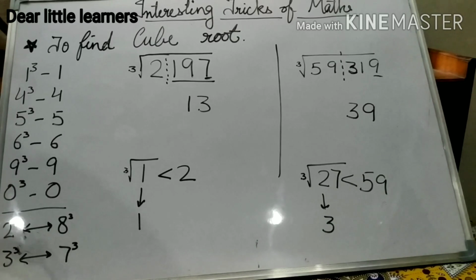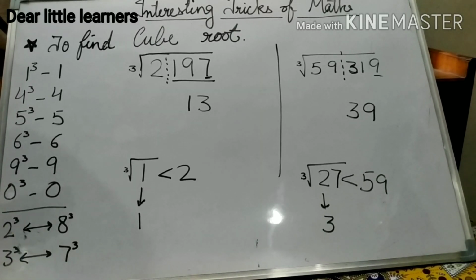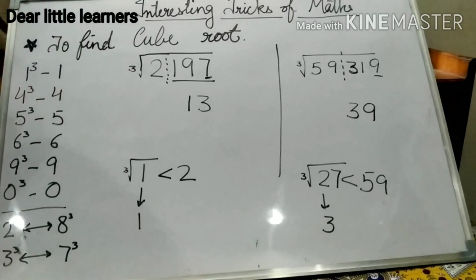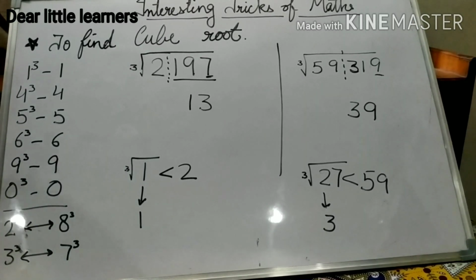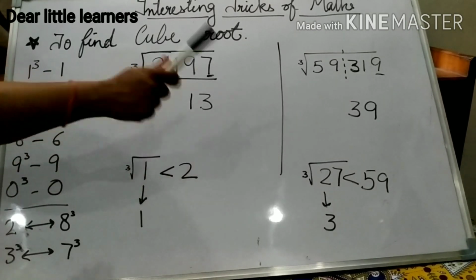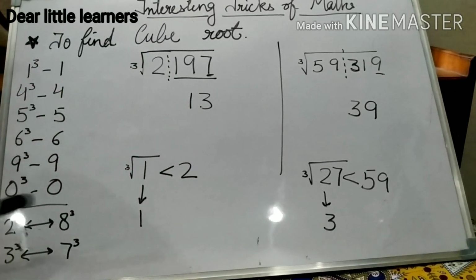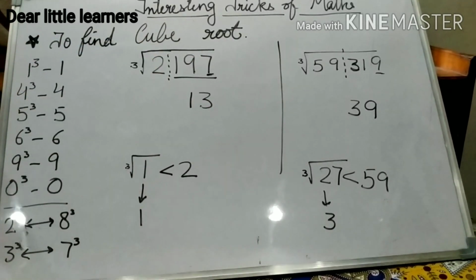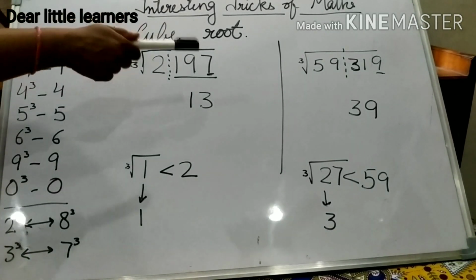But if in place of 3 we take 4, then 4 4s are 16, 16 4s are 64. 64 will be greater than 59. So we have to take a perfect cube which is less than 59. That's why we have taken 27. So the cube root of 27 is 3, and we write 3 here, making 39. That means the cube root of 59,319 is 39.